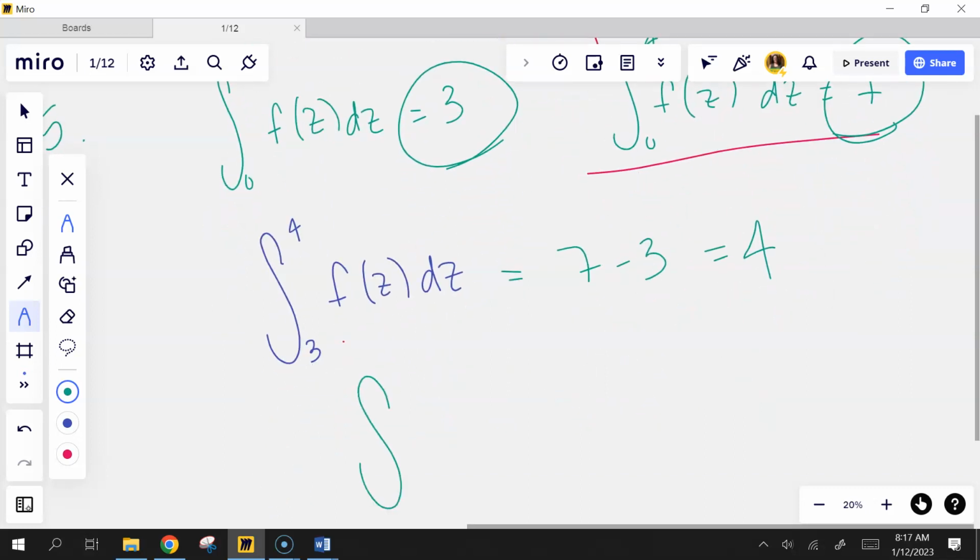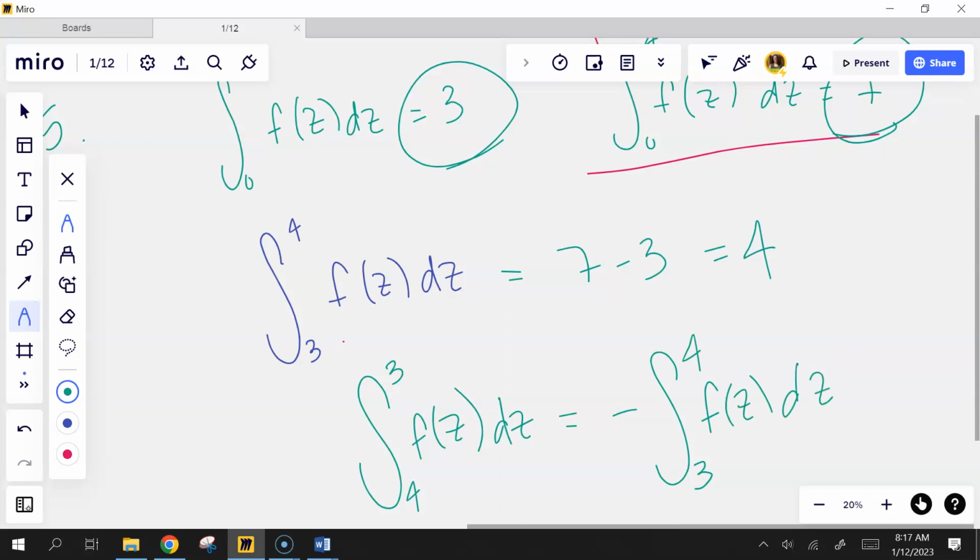Part B is, well, you were just supposed to do the odds. Once you get the hang of these, it's just getting you used to those rules. Since we've already done from 3 to 4, we just take that and it's negative. That's it.